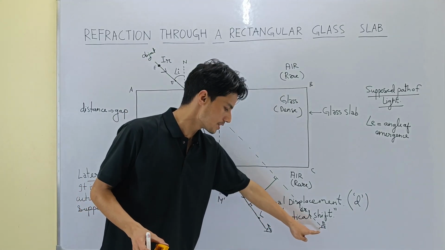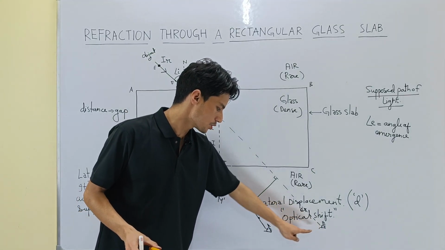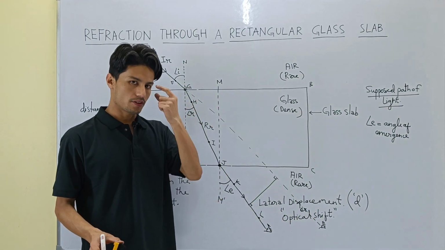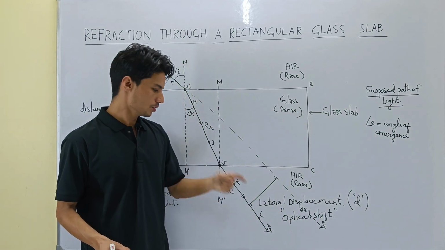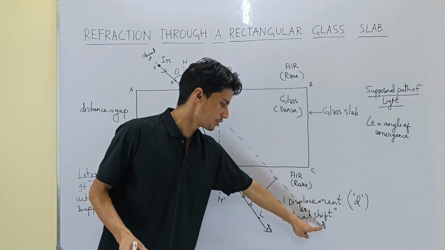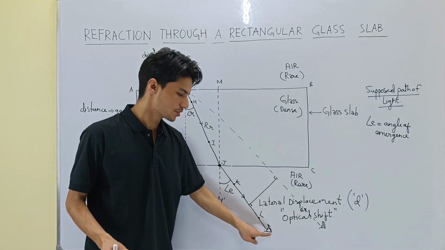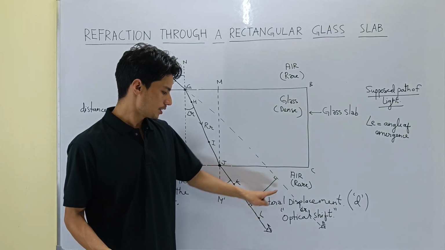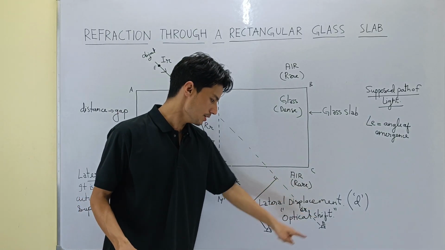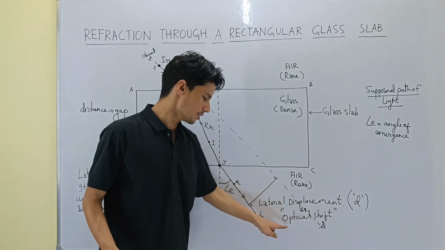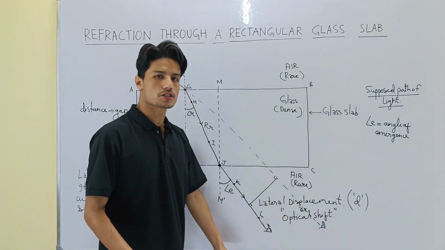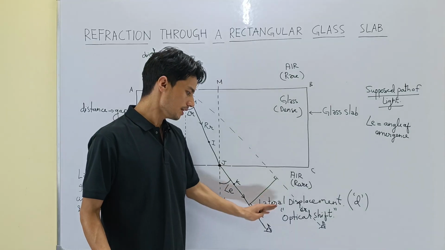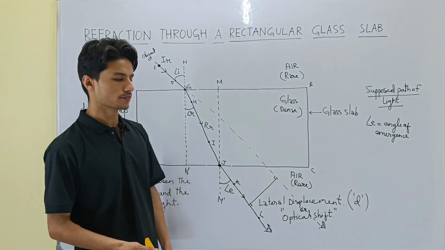So he has to shift his eye from this position to this position. That's why this is called optical shift. Our eye is an optical object. You cannot view the object from here; you have to shift it here. The gap between them is known as lateral displacement, or sometimes optical shift, because you have to shift your eye from this position to this position, along the line of lateral displacement.